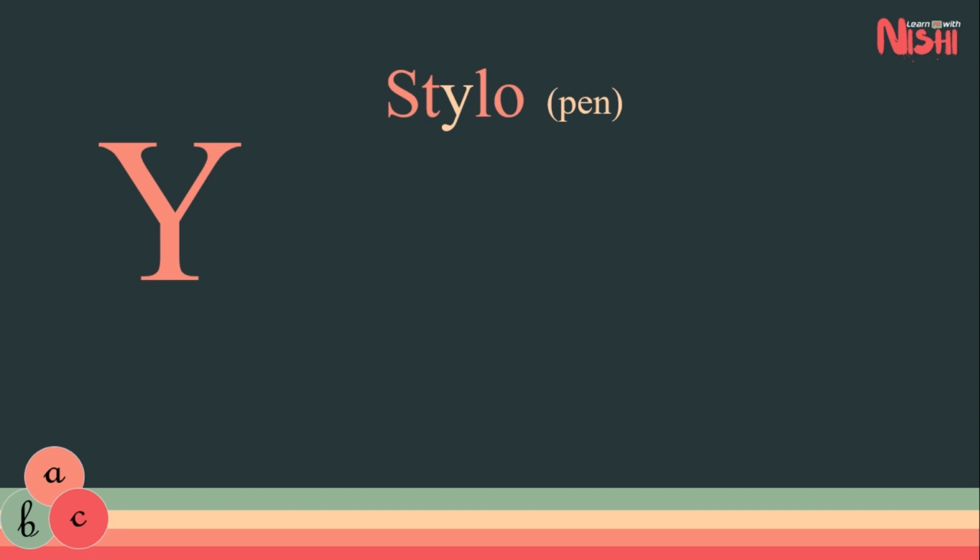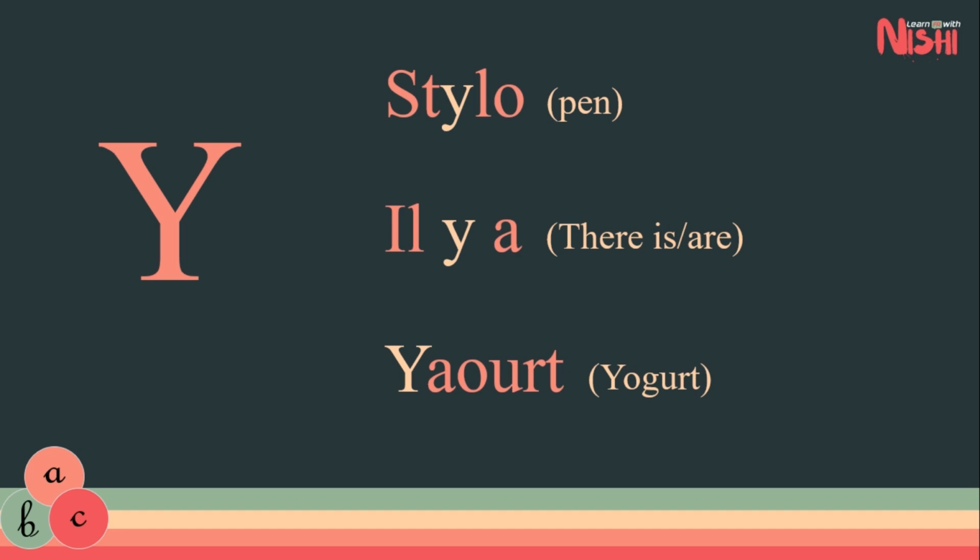Stylo. Stylo. Here pronouncing it like E, right? Need to know that when we will spell this word stylo, we have to say the name of the letters like S, T, Y, L, O, not E, because name of the vowel is Y. Some other examples are Il y a, Yaourt.